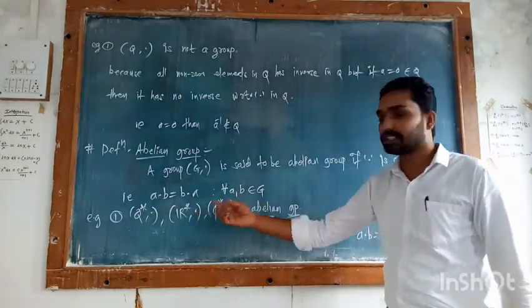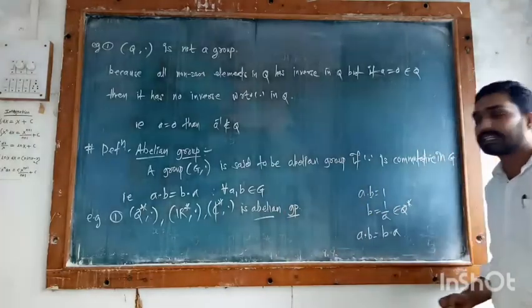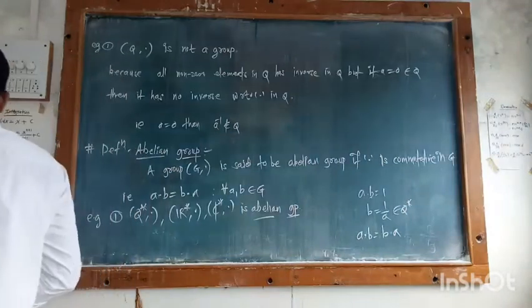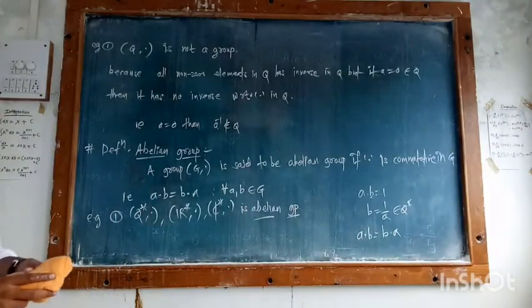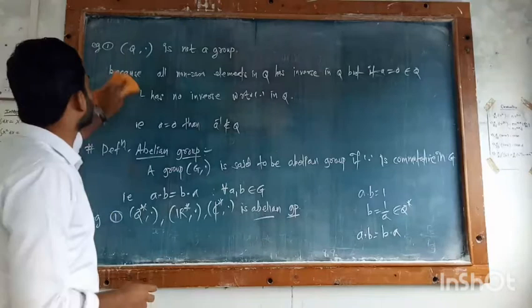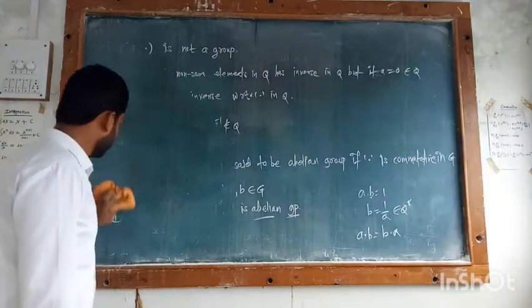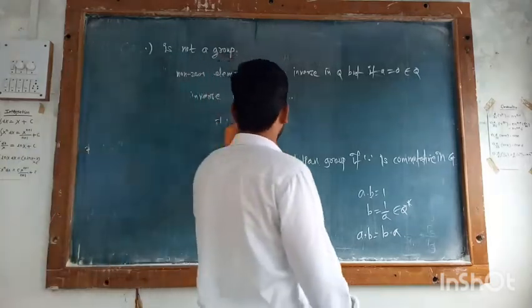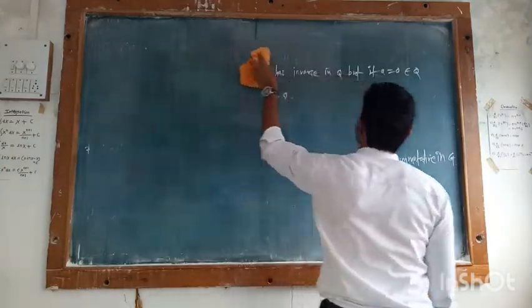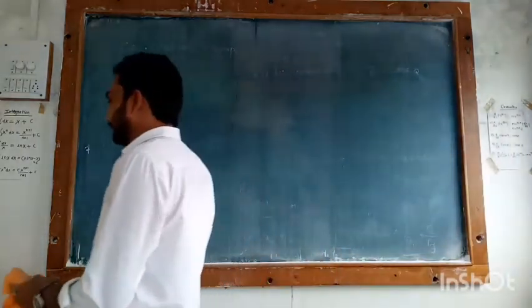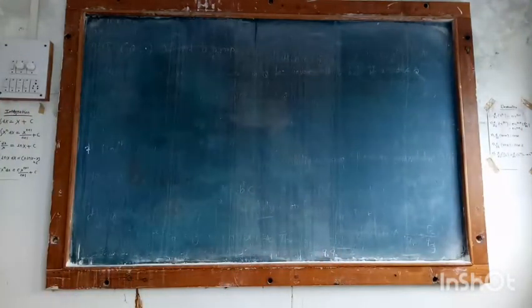Similarly, R star with operation multiplication is also an abelian group, and C star with operation multiplication is also an abelian group. So let's take the next example on the abelian group. Your Q star means the set of non-zero rationals, R star is the set of non-zero real numbers, and C star is the set of non-zero complex numbers. Okay? So let us take the next example.